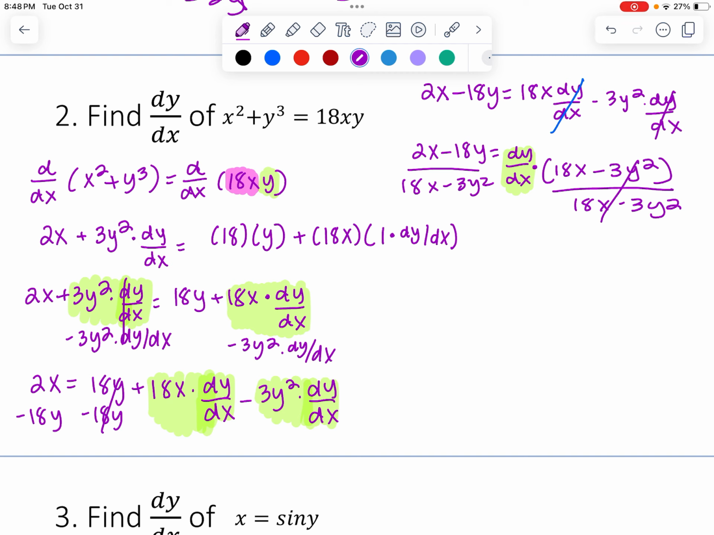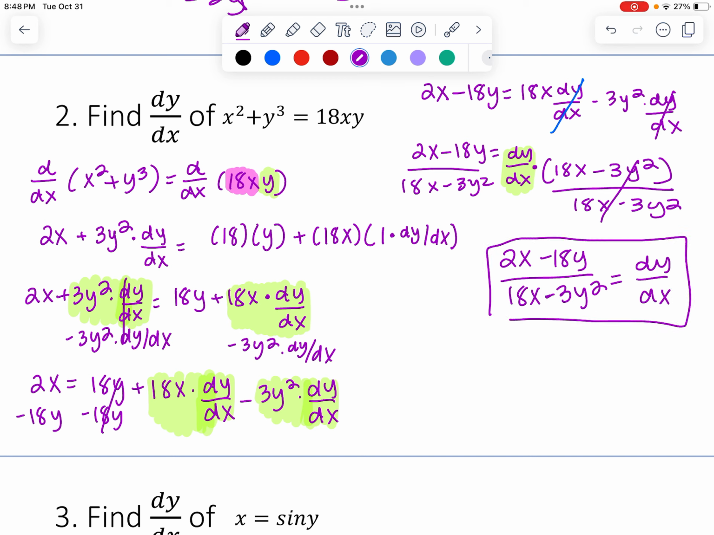These cancel out, and my answer will be (2x minus 18y) over (18x minus 3y squared), and that equals dy over dx. And that is your answer. So, long problem, but really not that bad. I hope you believe that. It's okay if you don't.